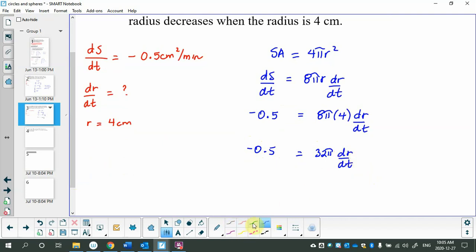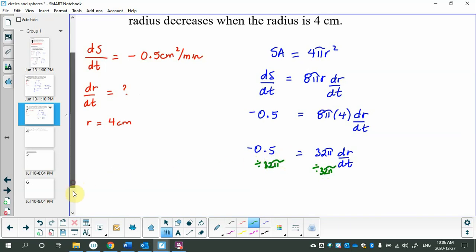I need to get dr by dt by itself, because that's the object of the question. So I get to divide both sides by 32 pi. And it is very important how you write your answer.